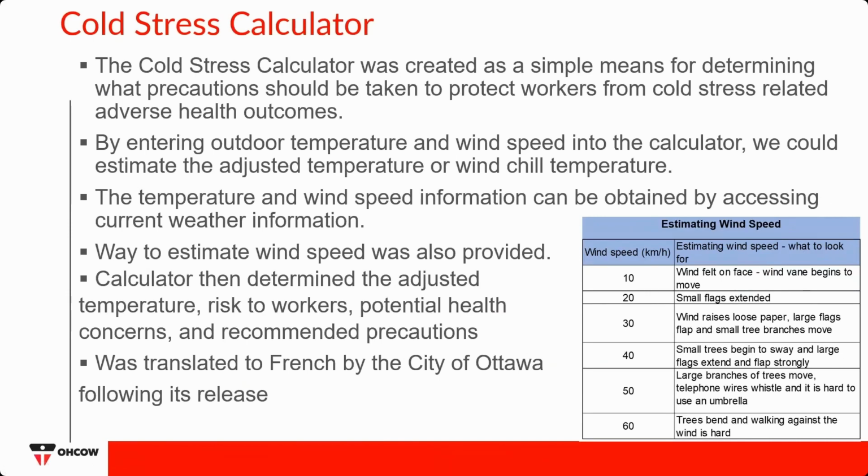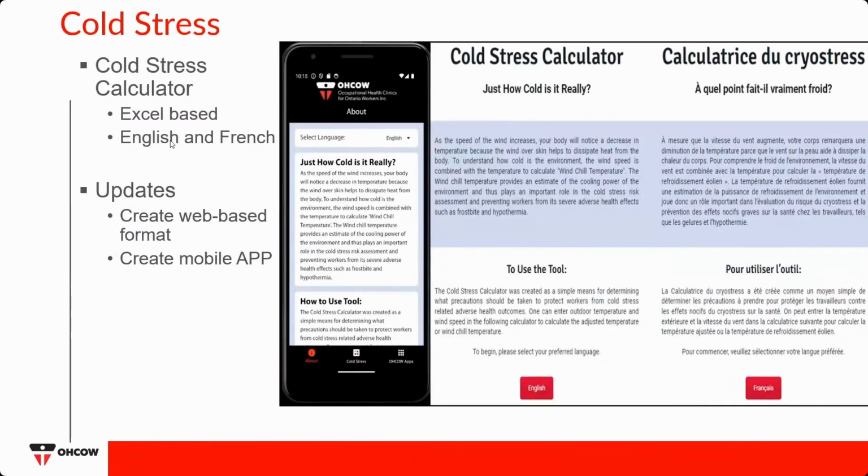Immediately following its debut at the RSI Day, the city of Ottawa graciously offered to translate it to French for us. So now we're able to offer it both in English and French. Part of the revisions: originally it was Excel-based in English and French. The updates were to make it web-based, and also create a mobile app.